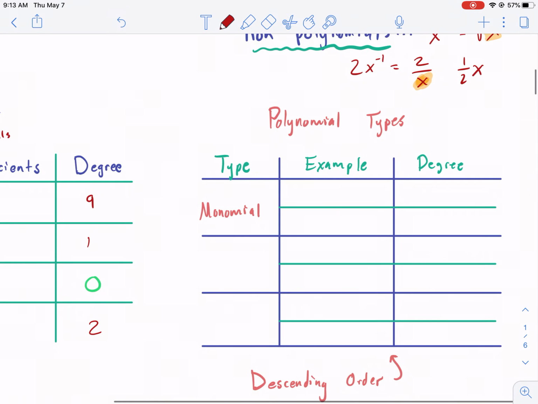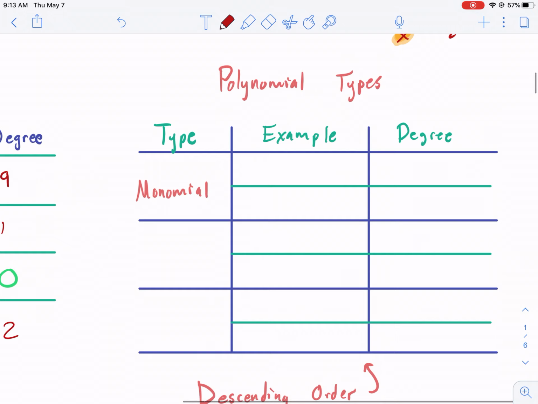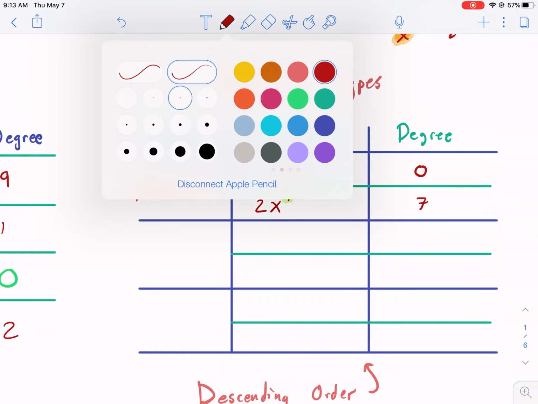So we already talked about one of the different types. We talked about monomials. So we could have 2 as a monomial, and that would be a degree of 0. We could also have 2x to the 7th. So the degree here would be 7, just because that's the highest degree of the variable in the monomial. Let's list some others.